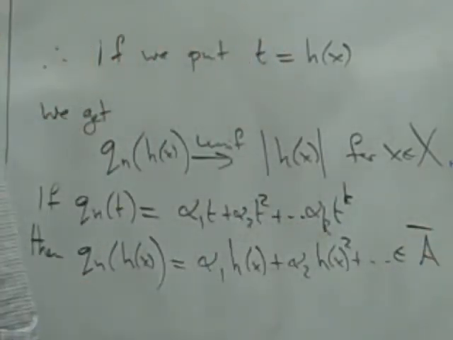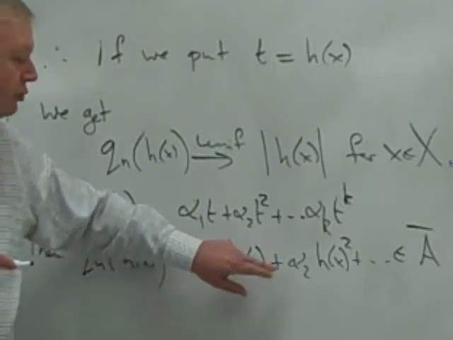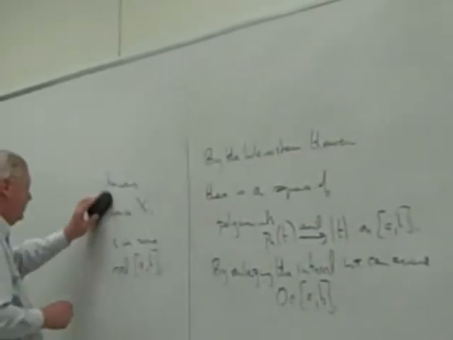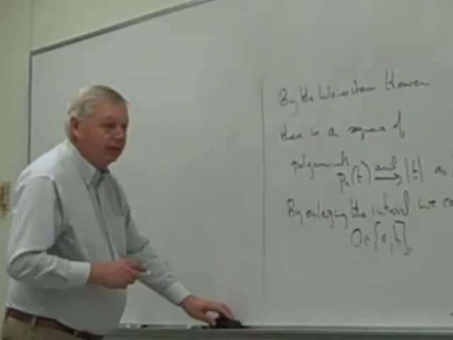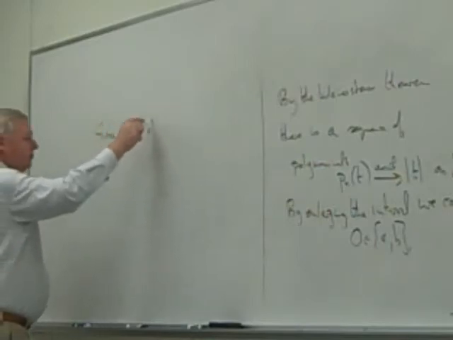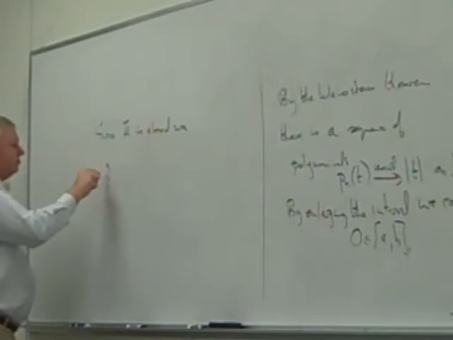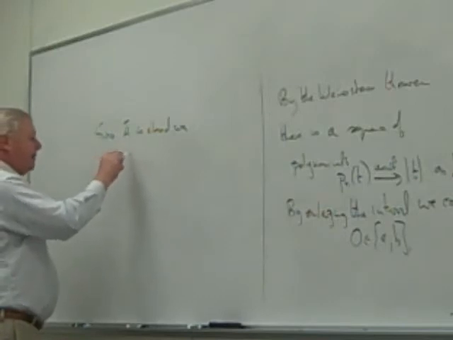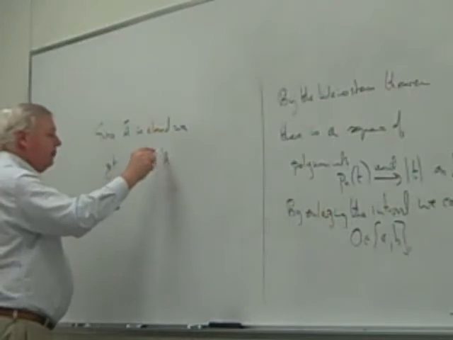Now, I don't necessarily know that I have the constants in my algebra, and that's why I had to get rid of the constant term, so that I could see this is just a combination of h, h squared, and so on, up to some power h to the k. So that is in the algebra. Since A bar is closed, what we get is that the absolute value of h of x is in A bar.